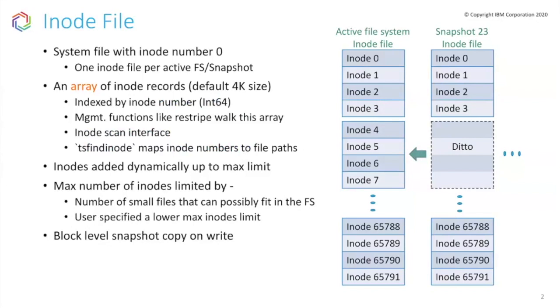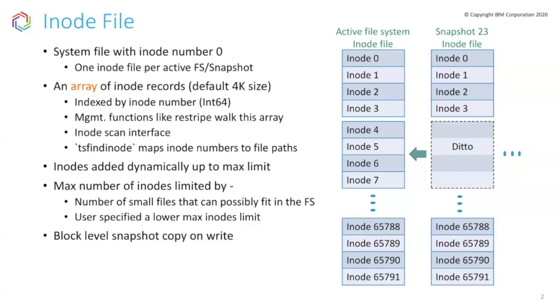A lot of our Spectrum Scale utilities have direct access to this array, and they depend on being able to traverse this array to do their job. For example, restripe. You can also, as an end user, access this traversal. So you could write a policy script that will do some operations on a set of inodes, and behind the scenes it actually traverses this array and looks up each inode to see if it matches with your policy rule.